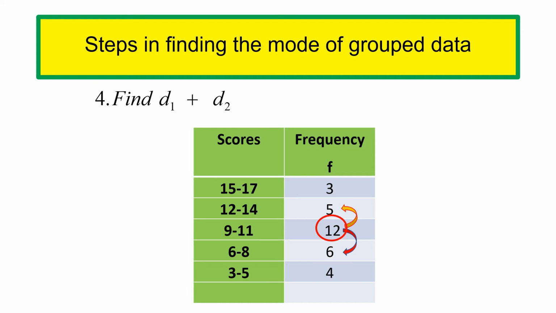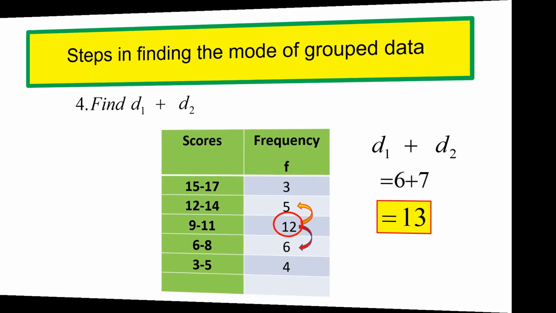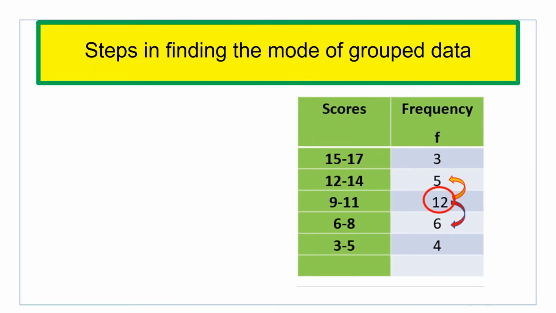We need to find d1 plus d2. d1 is 6, and d2 is 7. And 6 plus 7 is 13. We are already in step 5. We need to find the lower limit. Look at the highest frequency. So in the highest frequency, we can find the lower limit.